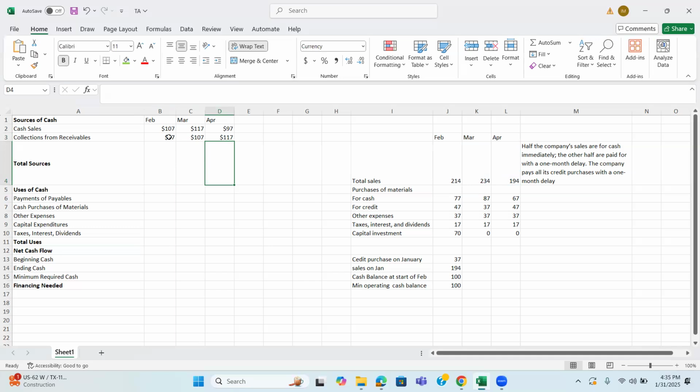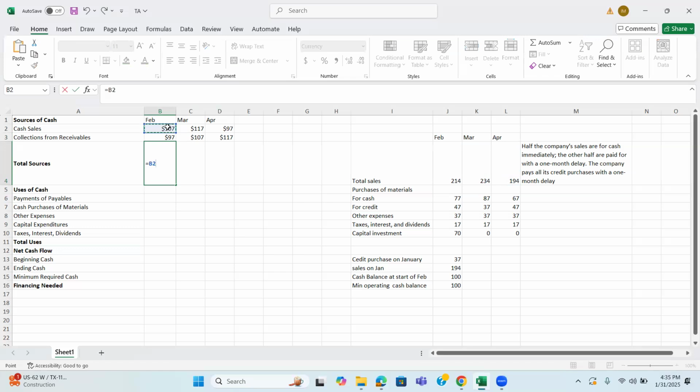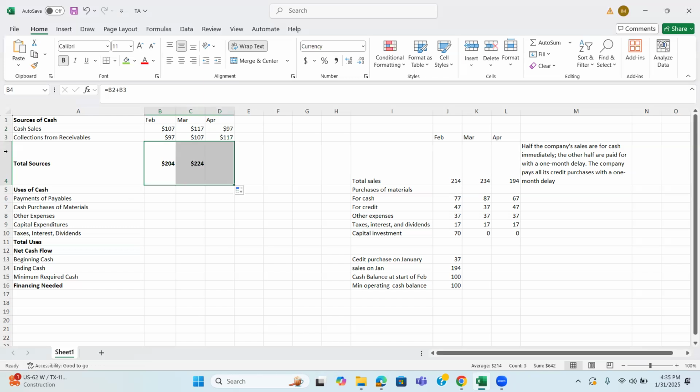So from these two major sources, we have our cash. We just sum up these two values here, and thus we get our total sources. You see, this is our total sources of cash for the months of February, March, and April. Okay, so far so good.